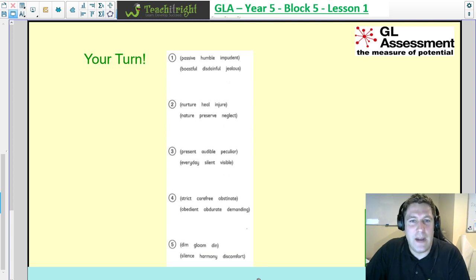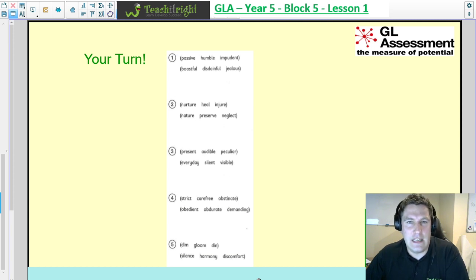So welcome back. We're now going to have a look through these opposite in meaning. So question 1, we've got passive, humble, impudent, boastful, disdainful and jealous. Now, as we said earlier, we're taking one from the top and one from the bottom. Sometimes you might identify very quickly what that answer is. And if you do, that's great, and that's a good time management strategy if you spot those answers quickly. But sometimes you just need to be a little bit more considerate around what those words actually mean.